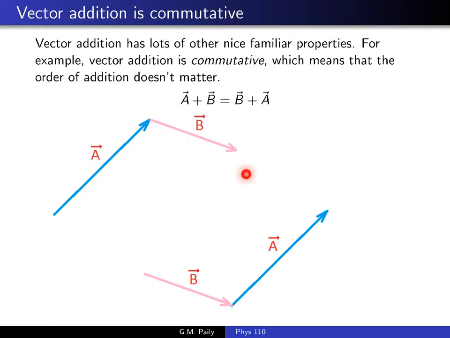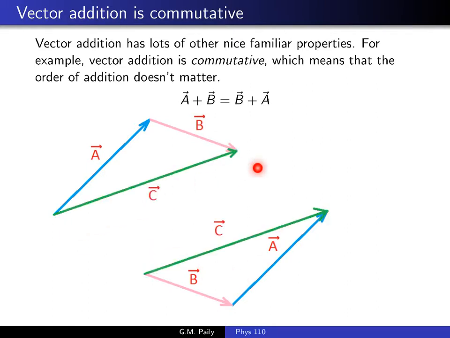Here we are doing a first and then b. Here we are doing b first and then a. But in both cases, the final resultant vector c is the same, and you can see these are in fact the same vector. So it doesn't matter in which order you add them. Of course, that only is with regard to addition. Subtraction, obviously, a minus b is not the same as b minus a.